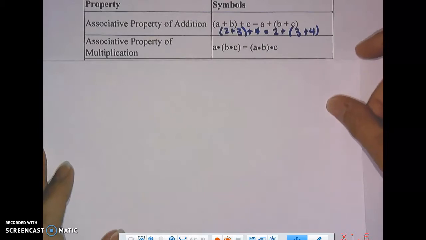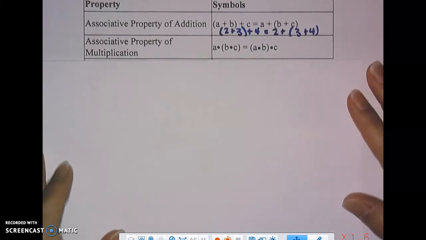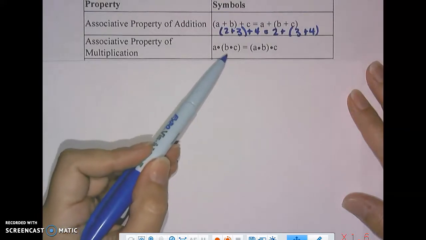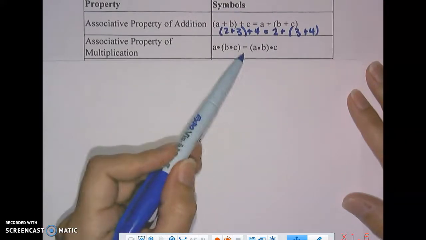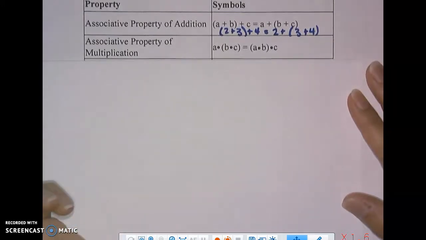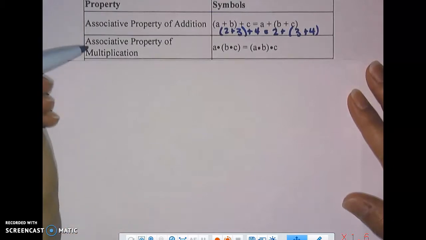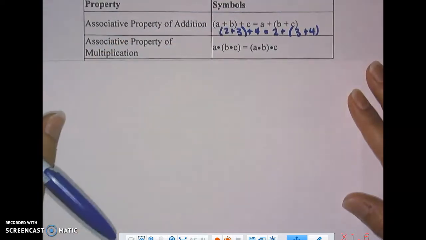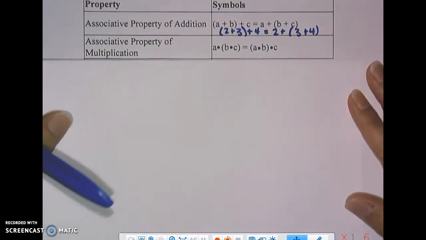There is also an associative property of multiplication, which would be the exact same thing that we just talked about except with multiplication. So A times the quantity B times C, that should be equal to the quantity A times B times C afterwards. Associative means you're associating with people. So you're going to keep things together if you're associating with people.